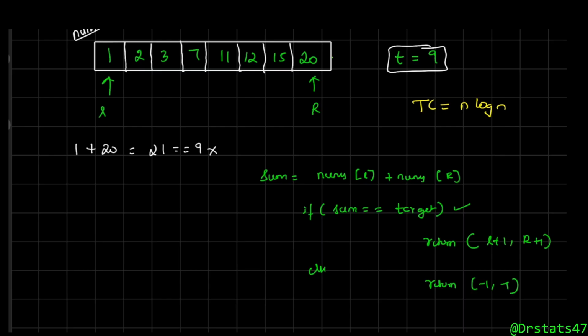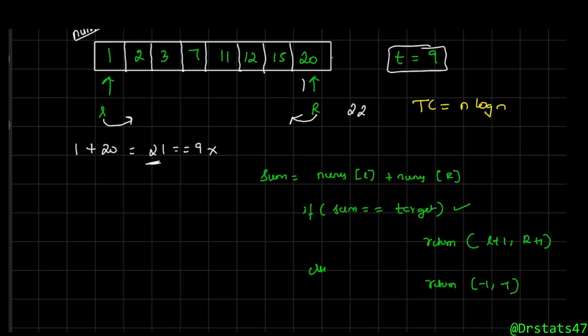Now comes the most important part. Now we got this has 21, right? Now which pointer do we have to move? Should we move the left pointer, or the right pointer, or both? If we move both, the problem will be that we'll skip an iteration. Suppose the target is 22.